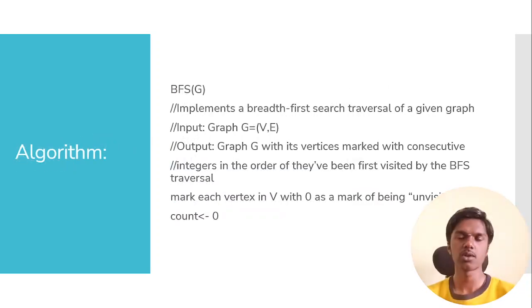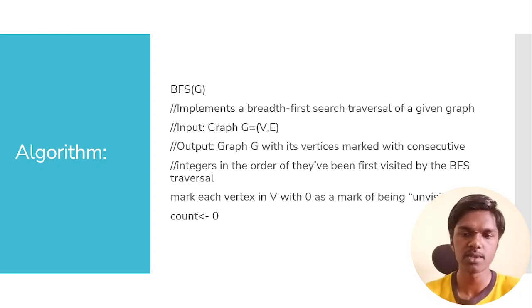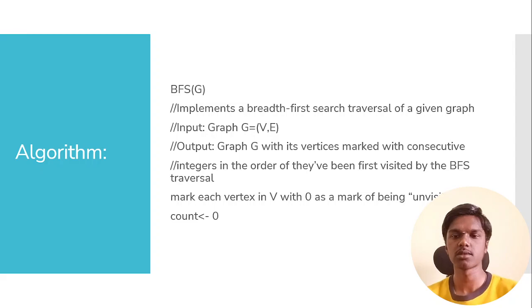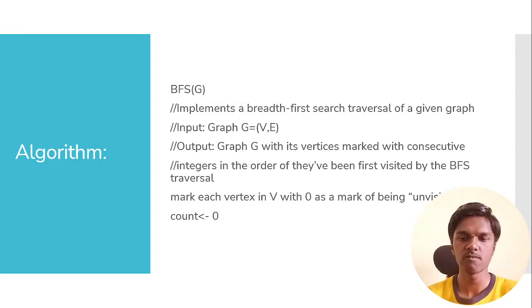So now let's move on to the algorithm of the breadth first search. So we'll start. BFS of G implements a breadth first search traversal of a given graph. The input is a graph G with V, E, that is vertices and edges. Output: graph G with its vertices marked with consecutive integers in the order they have been first visited by the breadth first search traversal. Mark each vertex in the set of vertices V with 0 as a mark of being unvisited. Then initialize the count to 0.